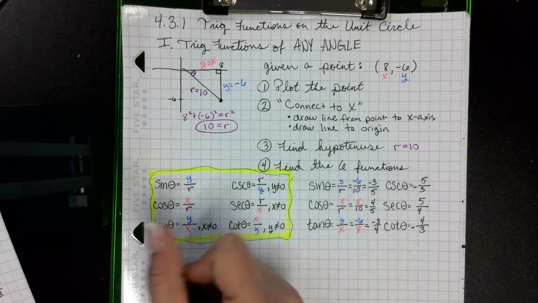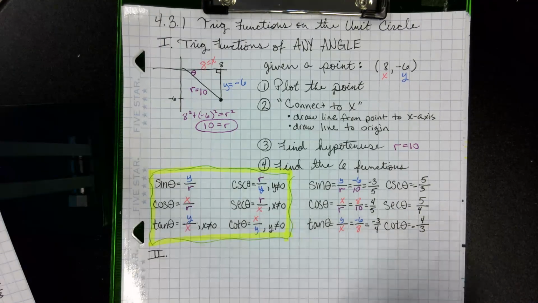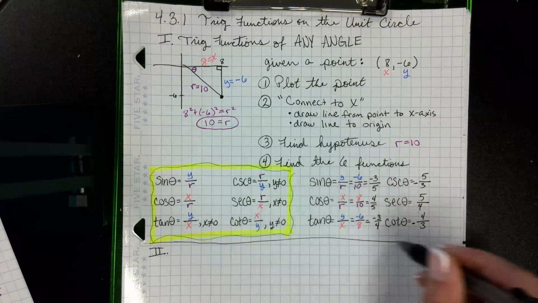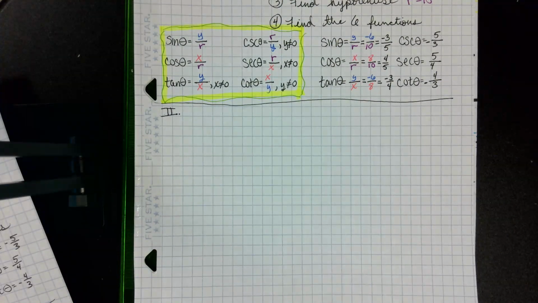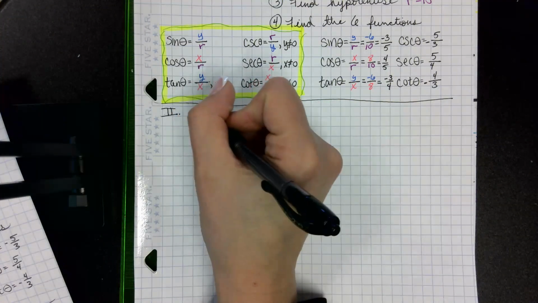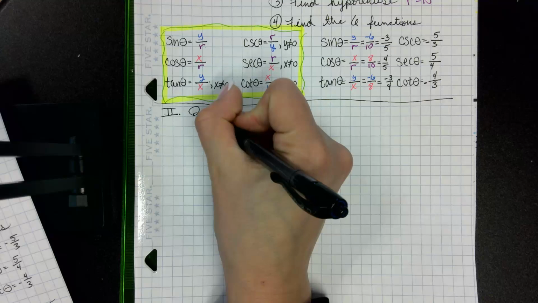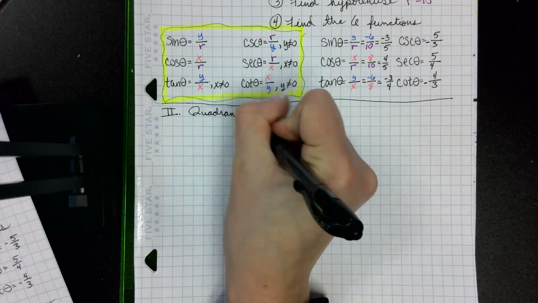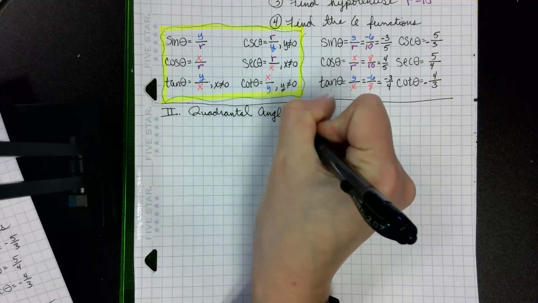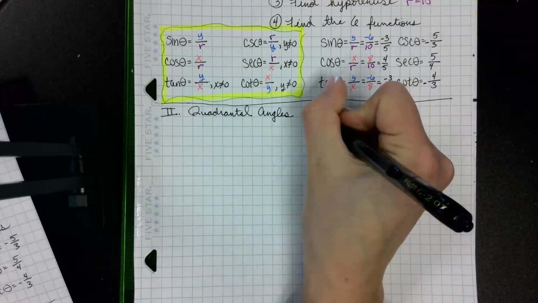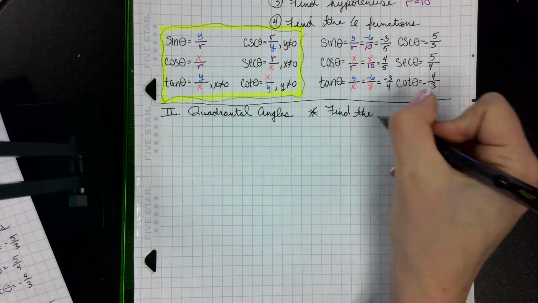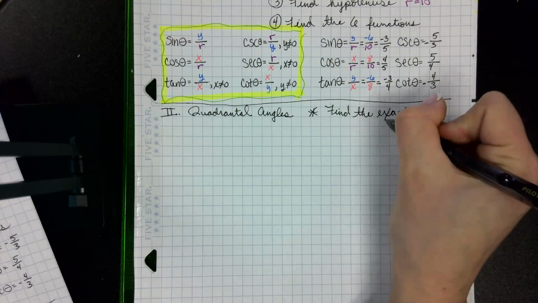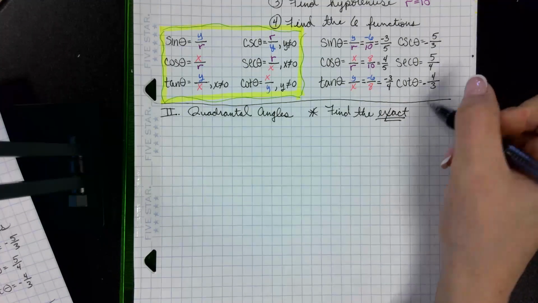The second part is pretty much the opposite of that. So here, let's do that. So on part 2, we're going to evaluate trig functions of quadrantal angles. I'm just going to put quadrantal angles. And this is, we want to find the exact value. Which means no decimals. We're talking about fractions only.